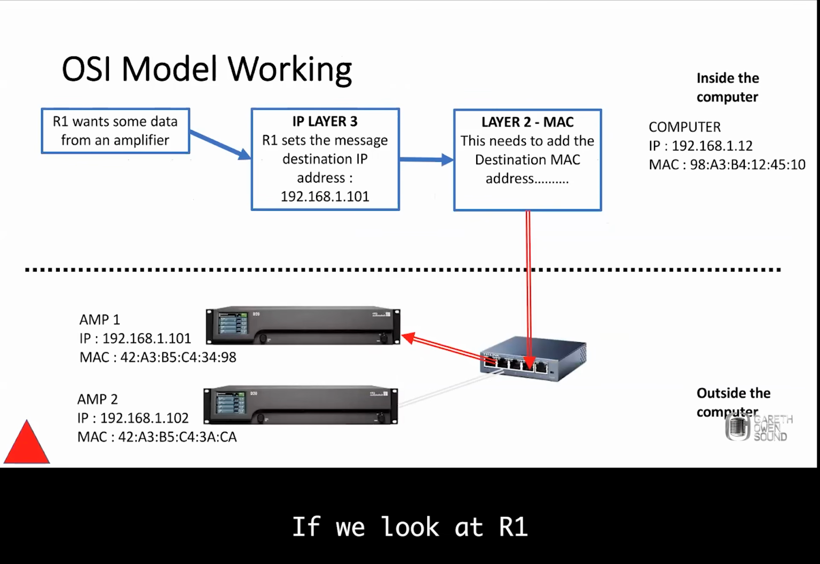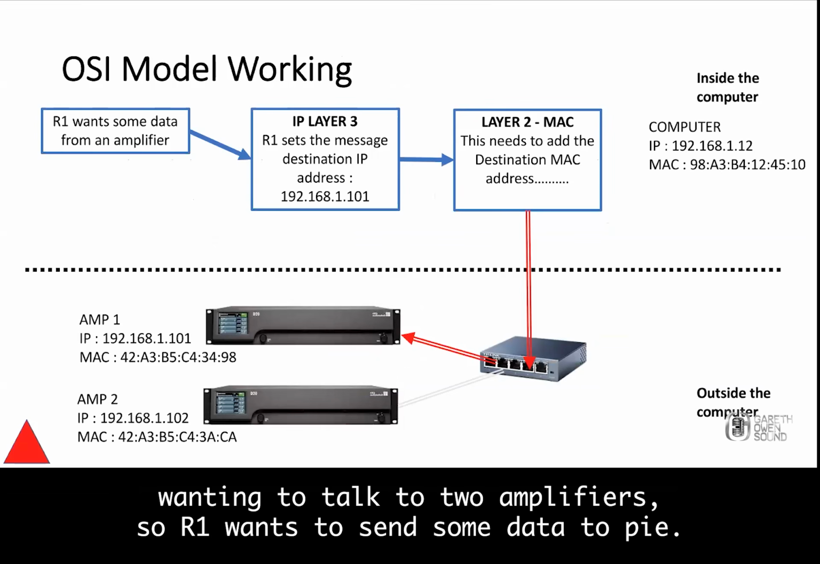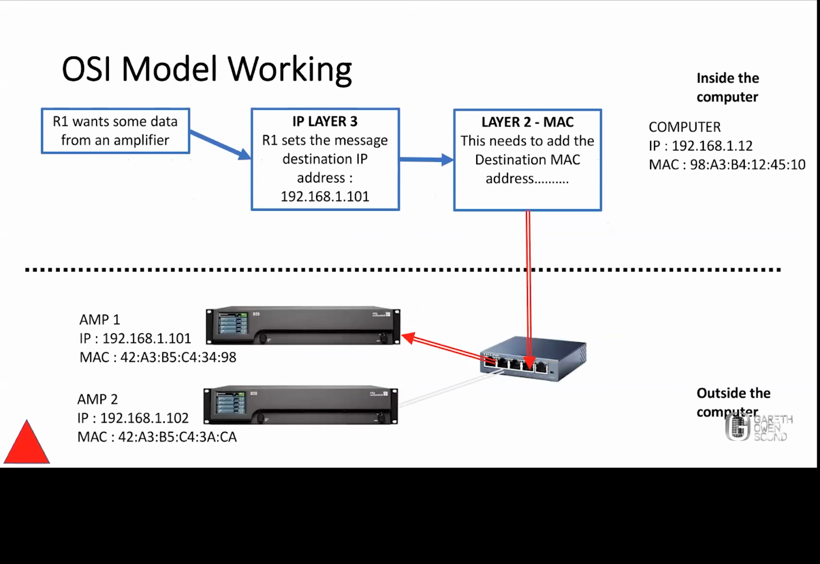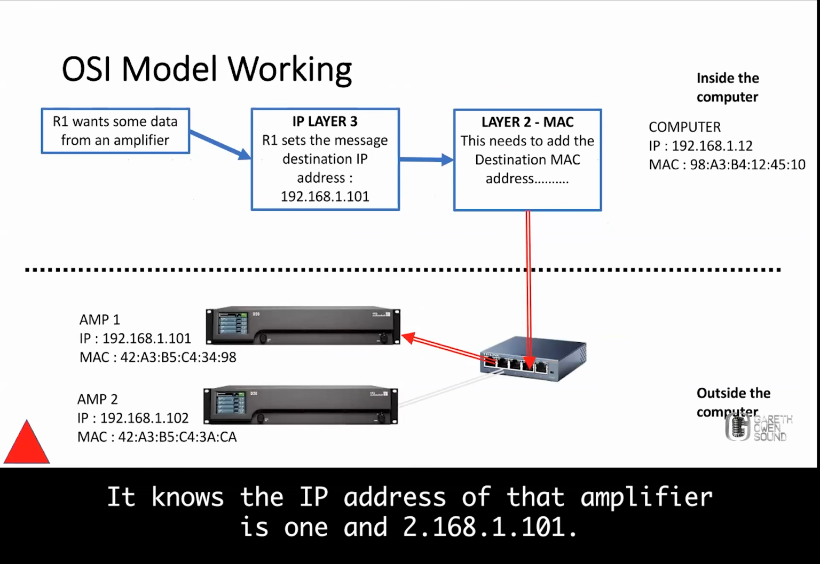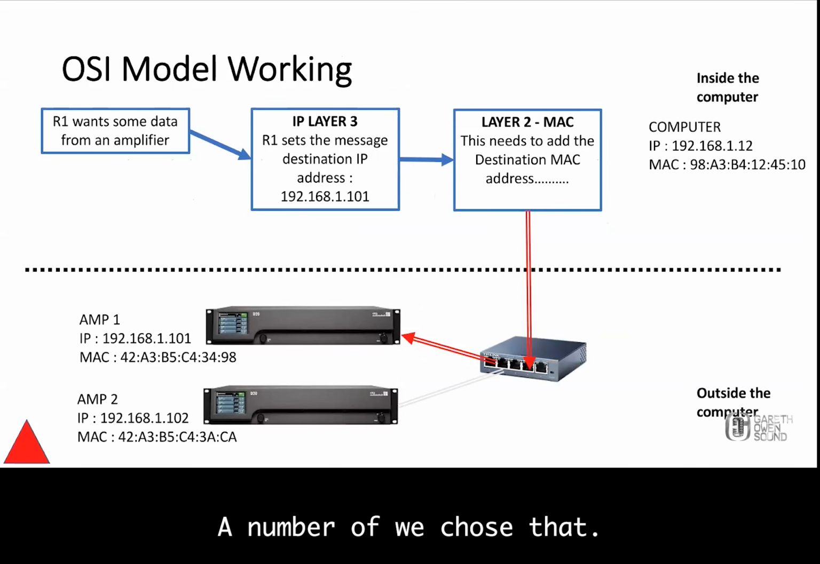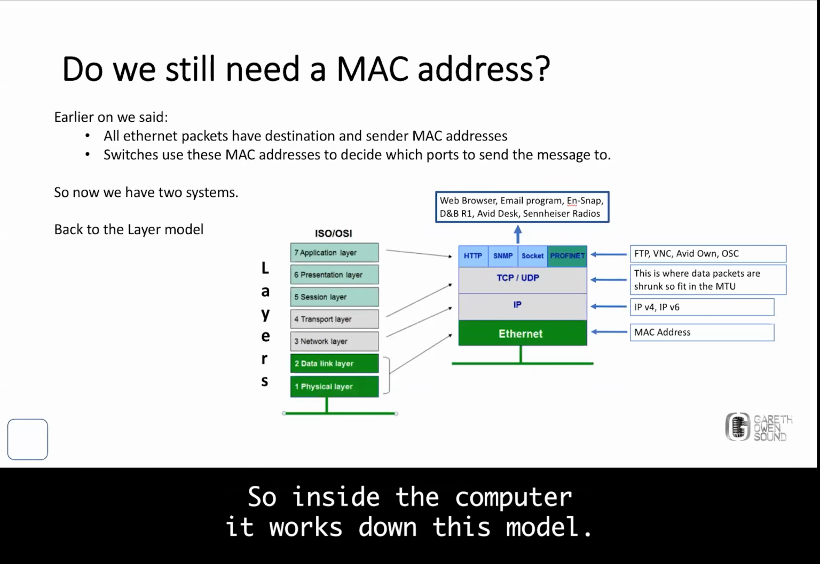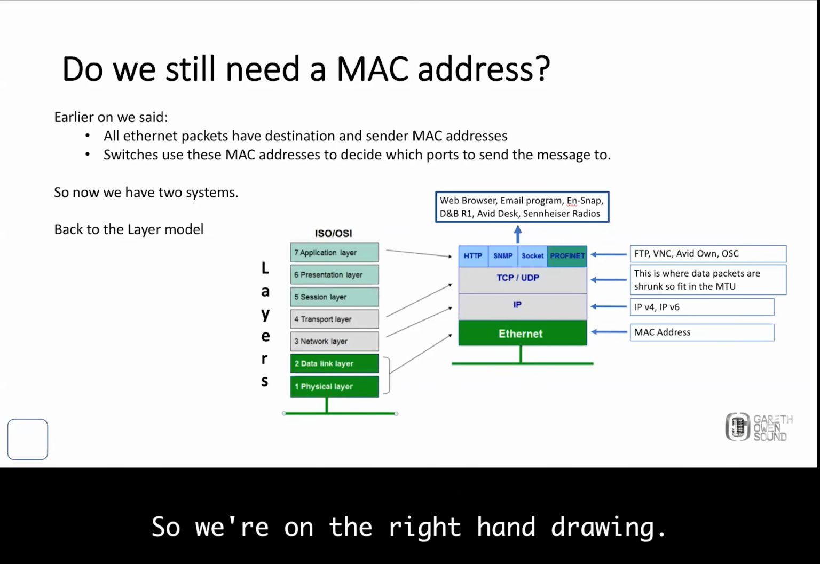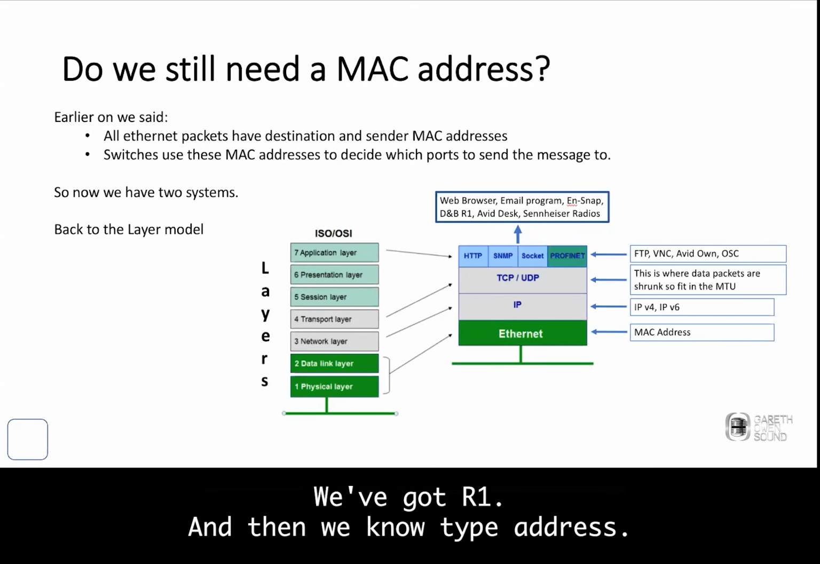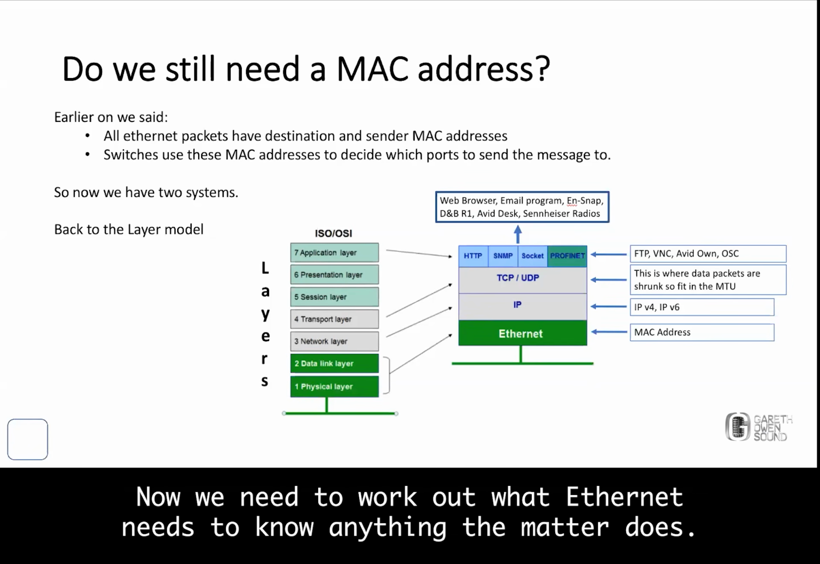If we look at R1 wanting to talk to two amplifiers. So R1 wants to send some data to an amplifier. It knows the IP address of that amplifier is 192.168.1.101, a number we chose, but we've set that up. That happens in this model, if the program's at the very top, so inside the computer, it works down this model. So we're on the right-hand drawing, we're at the very top, we've got R1, and then we know its IP address. Now we need to work out what Ethernet needs to know.